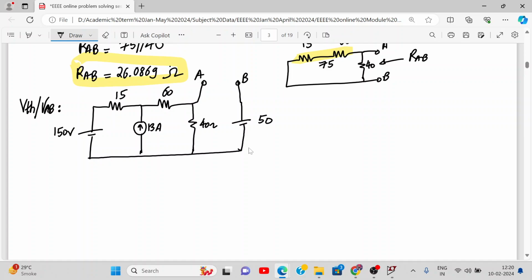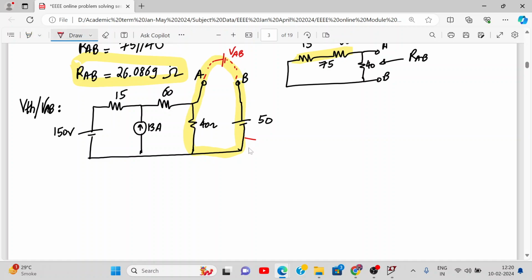You have to find VAB. Let's say this is B, this is A, so here it will be VAB, right? VAB we have to find. So what to do over here? We always start with B, and then we go to A, yes or no?